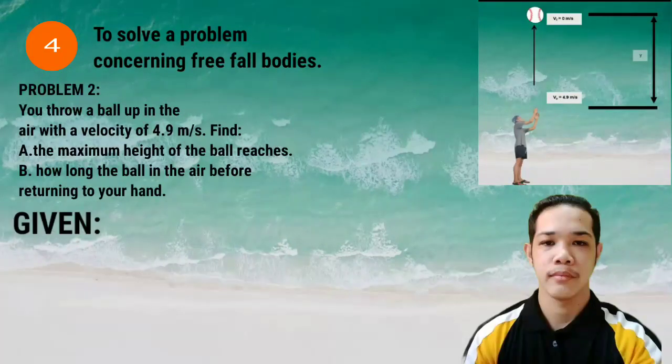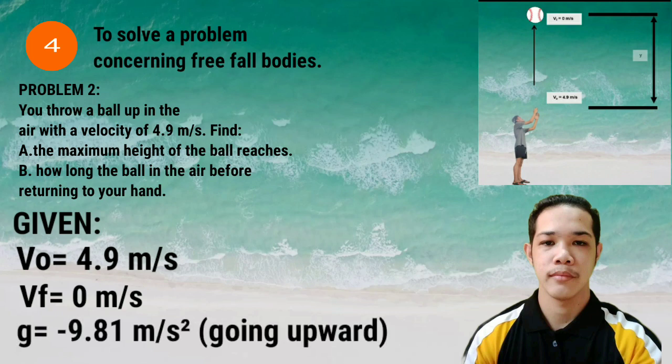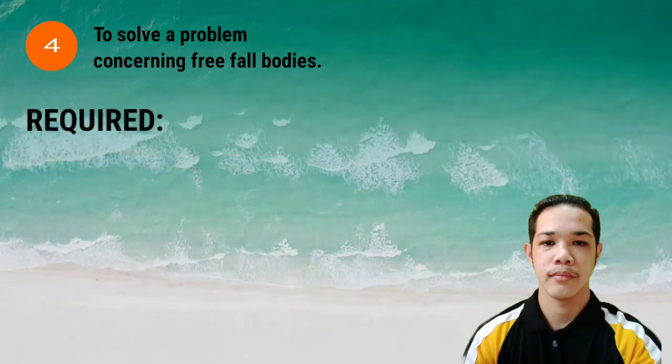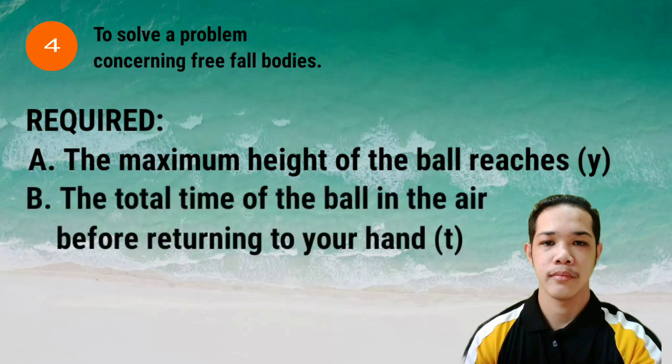For the given, in upward motion we have initial velocity equal to 4.9 meters per second, final velocity 0 meters per second. The acceleration due to gravity is negative 9.81 meters per second squared. The required of the problem: letter A, the distance or the maximum height the ball reaches. Letter B, the total time the ball is in the air before returning to your hand.